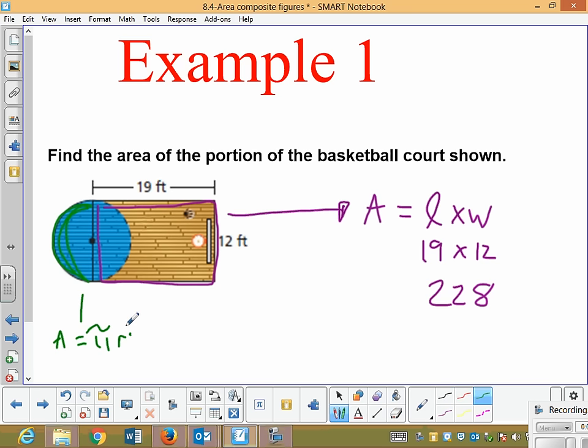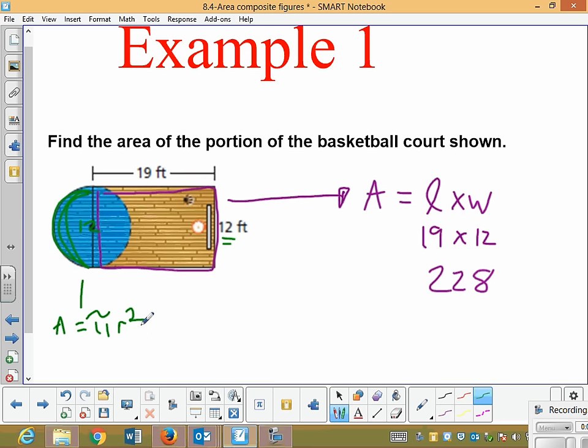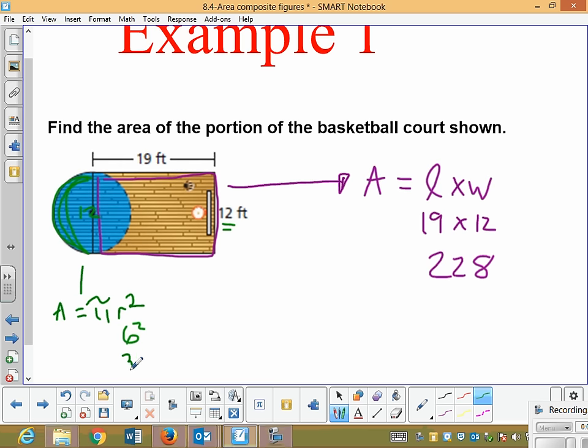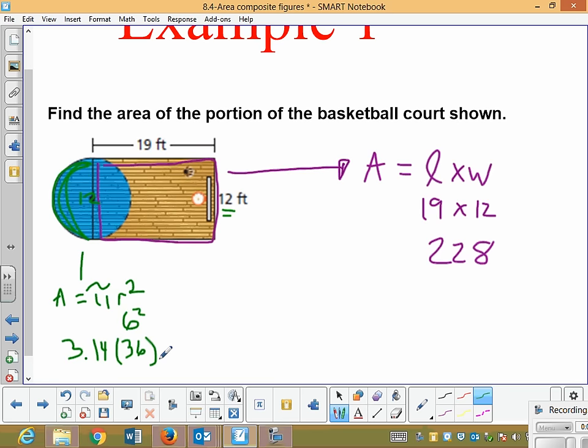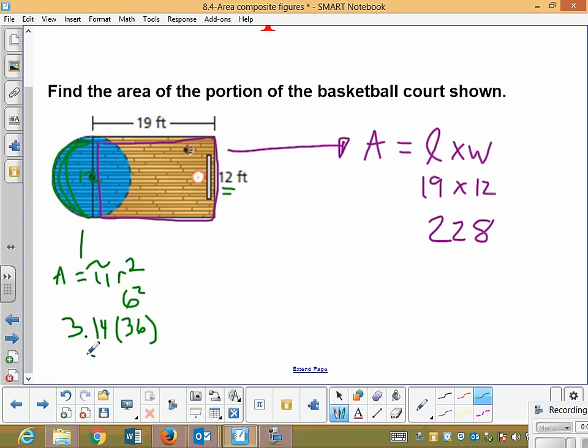Now I'm going to plug in what I know for r. The 12 here is not r, but the distance across, so that's the diameter. r has to be half of 12, so r is 6. 6 squared is 36, and 36 multiplied by pi, which is 3.14. So 3.14 times 36 will give you 56.52.